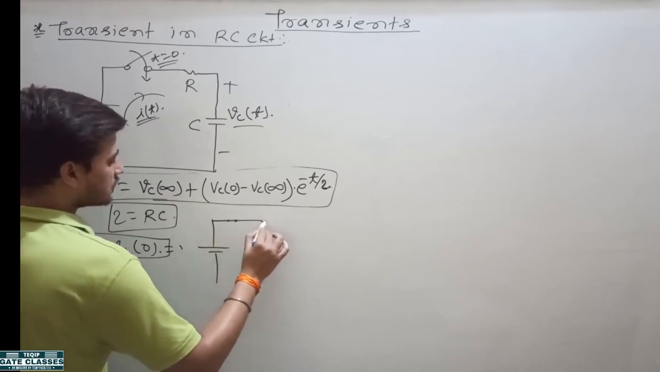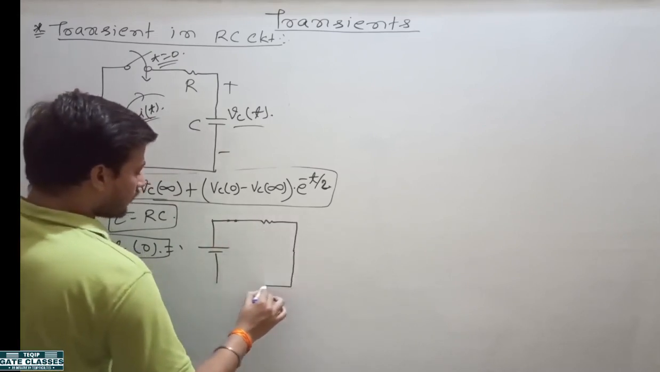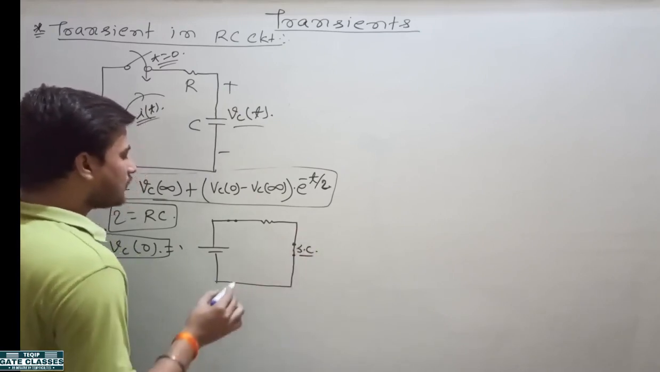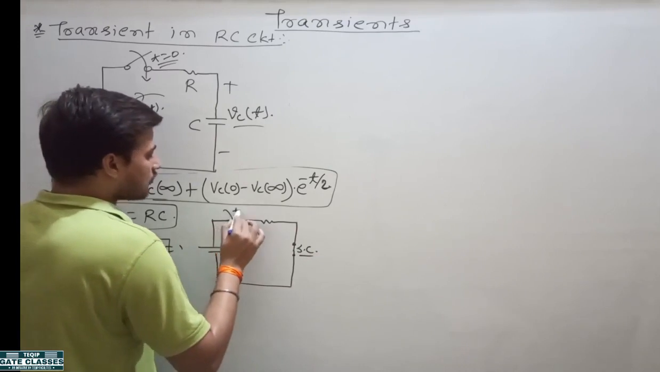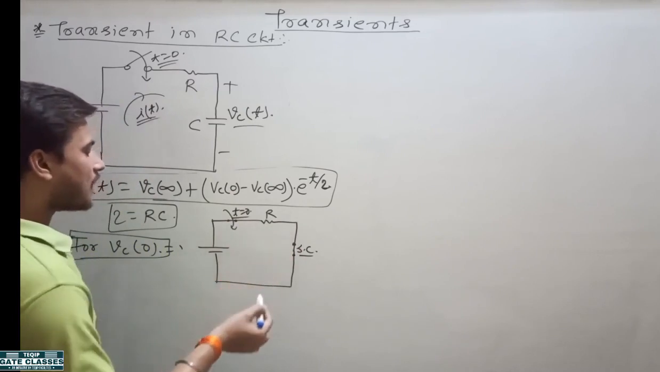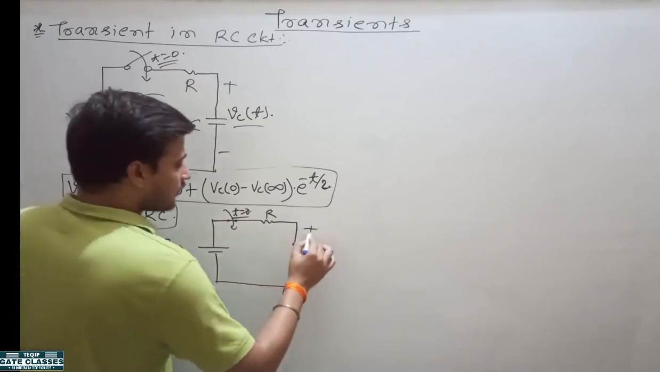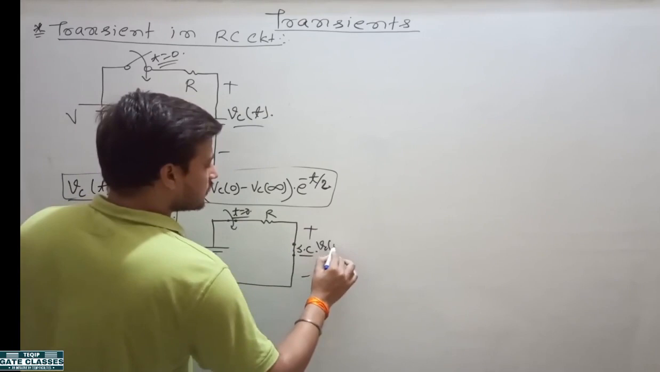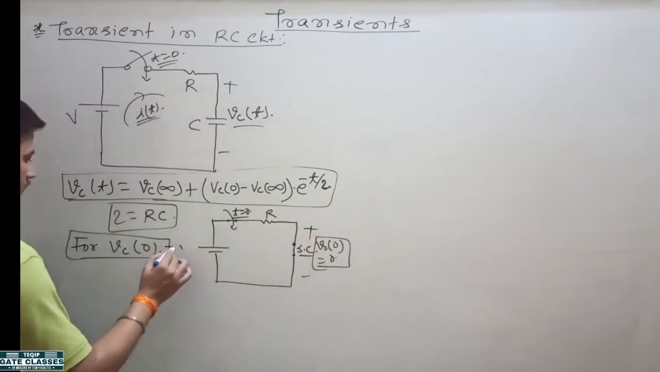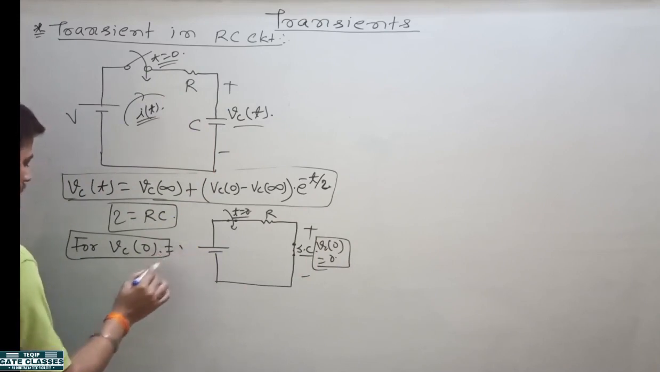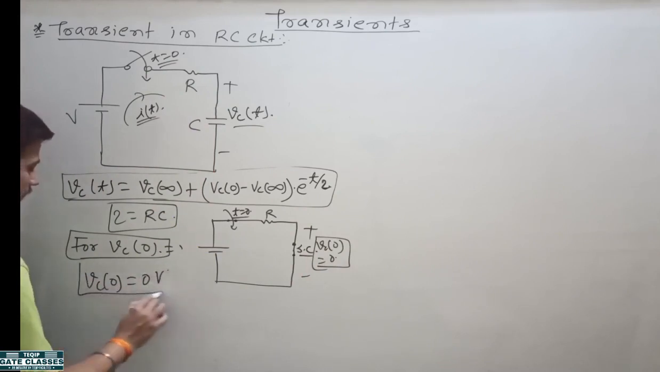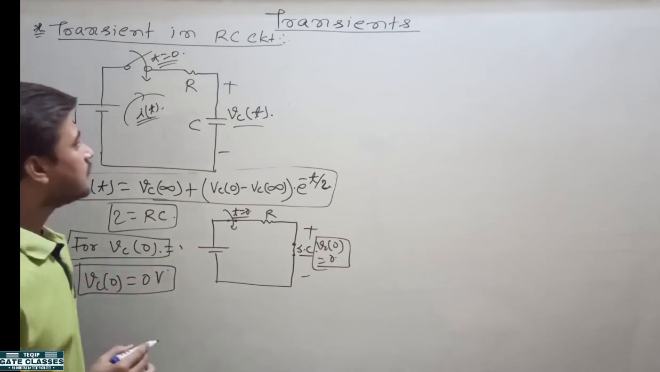Switch is closed, the circuit will be like this one. You know about capacitor. Capacitor acts as short circuit at time t equal to 0. So if it is acting like short circuit, then the voltage across capacitor will be how much? VC0 will be equal to 0 volt. Clear? Next we have to find VC infinity.